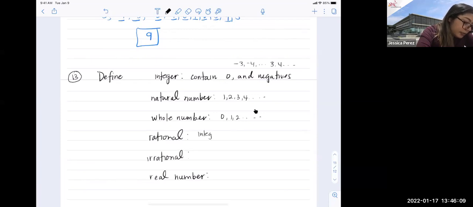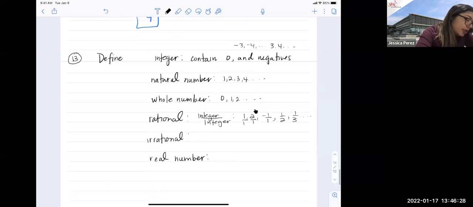Your rationals are an integer over an integer. So it can look like a fraction. So 1 can be an integer, 2 can be an integer because they can be all over 1. -1 can be an integer, 1/2 is rational, 1/3, and any fraction type. Irrational would be something like pi, the square root of 2, the square root of 3. And a real number is everything, no restrictions.